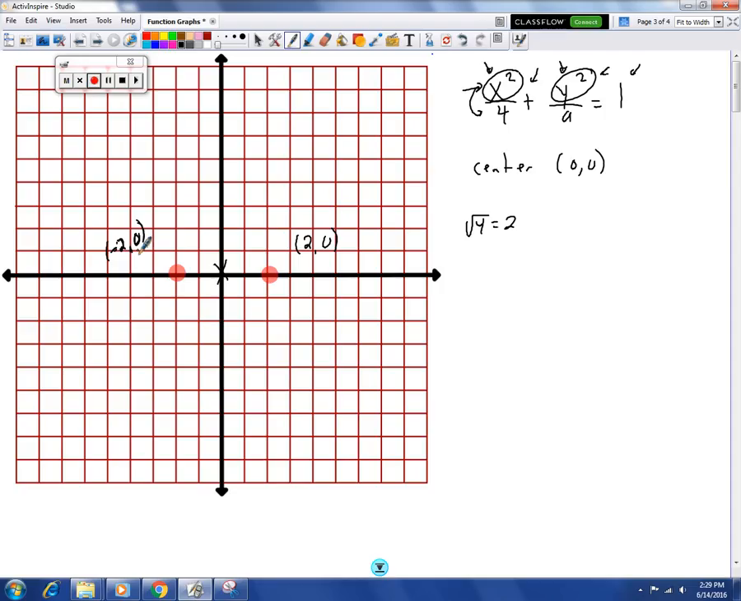Alright, now underneath the y squared, I have a 9. So I'm going to do the square root of 9 and get a 3. So that means I go up and down on the y-axis, 3 units up, 3 units down. So I'd have a point here at 0, 3 and a point down here at 0, negative 3. And that's really all I need to find to basically graph my ellipse.